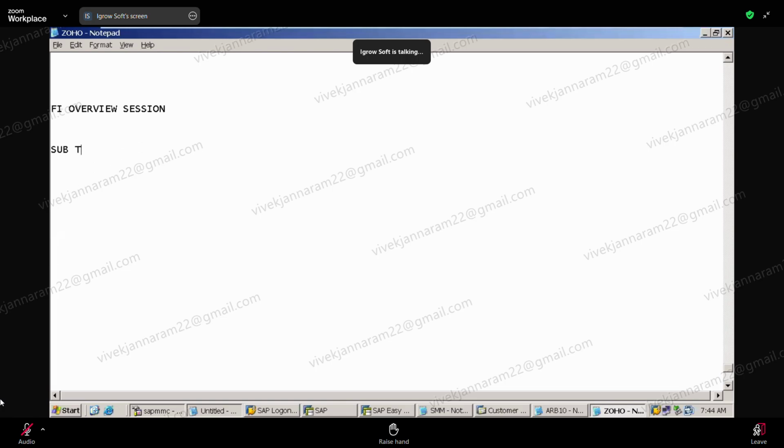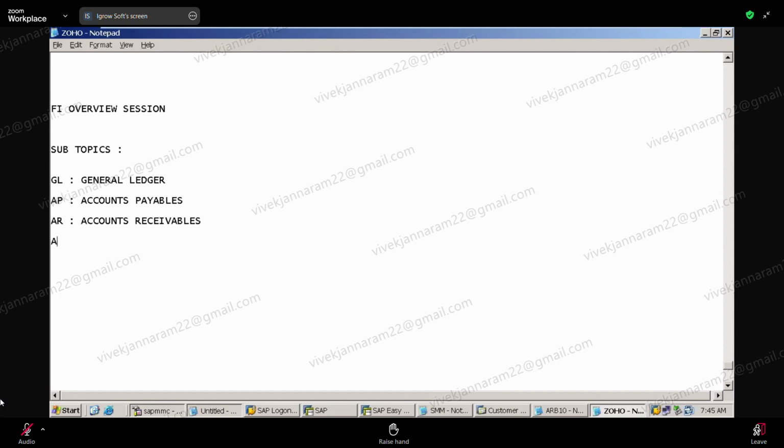So in FI we have subtopics. What are the subtopics we have in finance? We have GL. GL means general ledger. Then we have AP. AP means accounts payable. Then we have AR. AR is accounts receivable. Then we have AA, asset accounting. Like that we have the subtopics in finance.